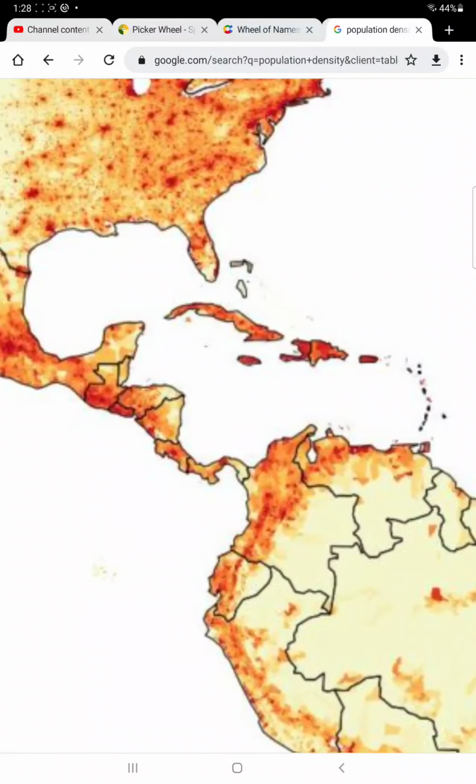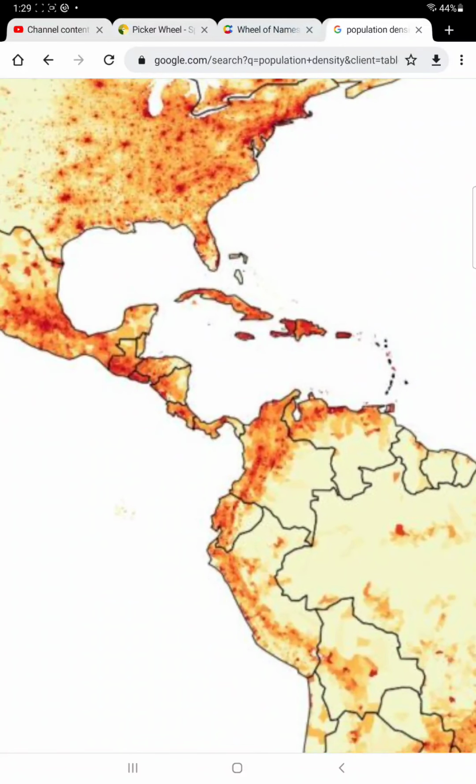Next is this little part of Panama. You would think that they would want to connect North and South America through Panama, but it's this small jungle that basically blocks you from moving from both sides.